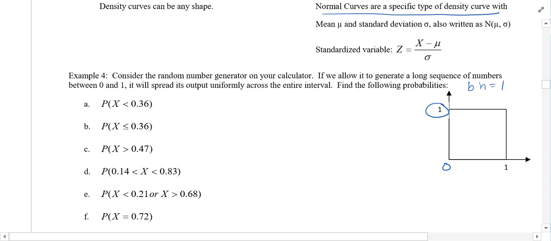Okay, so for A, we want to just look at 0.36. I'm just going to approximate that. 0.36 and less than, so this side. So we're just looking at this base times the height. All our heights here are 1, so the area here is just going to be 0.36. Can I determine that A and B are slightly different? No. They are exactly the same. There's no difference between using a less than or equal to. Exactly the same.